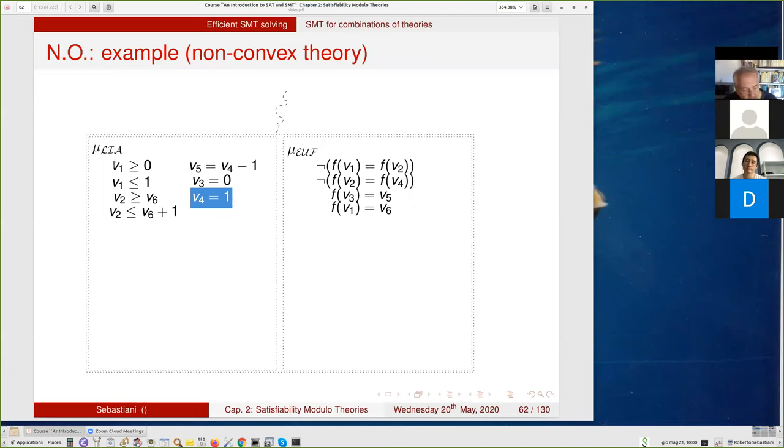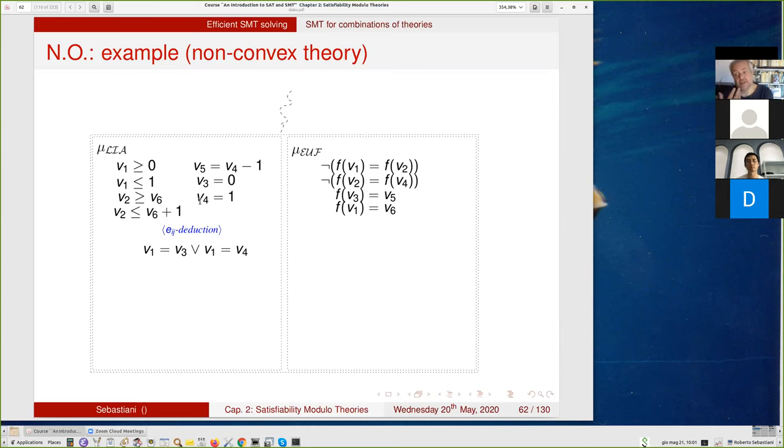Okay, so notice, this says V1 is either 0 or 1. We are on the integers, okay? Since V3 and V4 are equal, we can deduce that either V1 equals V3 or V1 equals V4. But unfortunately, this is not convex, okay? But this is the very same example that we have seen before, right? So we have deduced that either V1 equals V3 or V1 equals V4. But we cannot deduce that V1 equals V3, and we cannot deduce that V1 equals V4, because we have this disjunction. So when we deduce this disjunction of atoms, this should be a trigger.